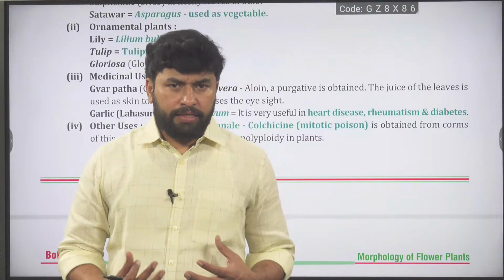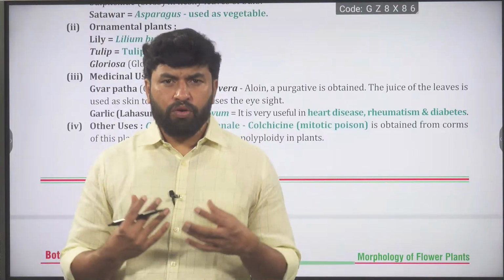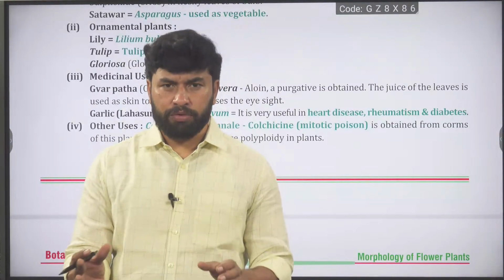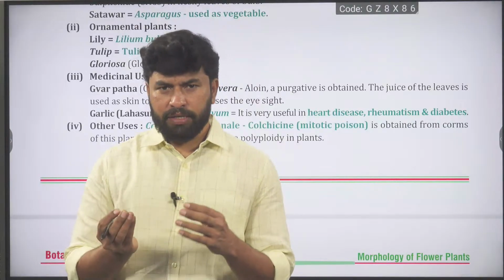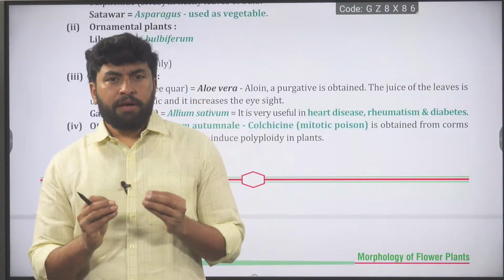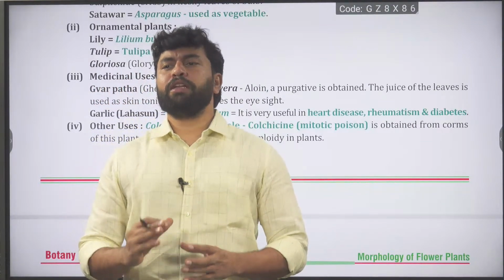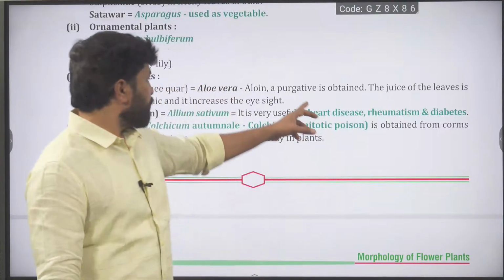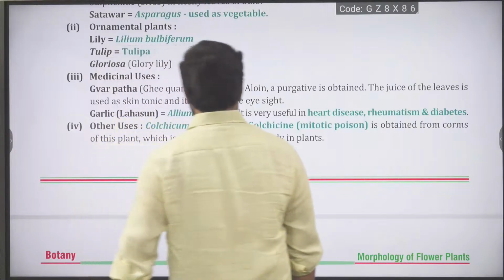Actually, there is a chemical that is a laxative. It creates more bowel movement and excess waste from our large intestine will be removed. But this is a purgative. Purgatives are those kinds of chemicals. If there are any parasites inside our stomach, those parasites could be eliminated with the help of these purgatives. The juice of the leaves is used as a skin tonic and it increases our eyesight.